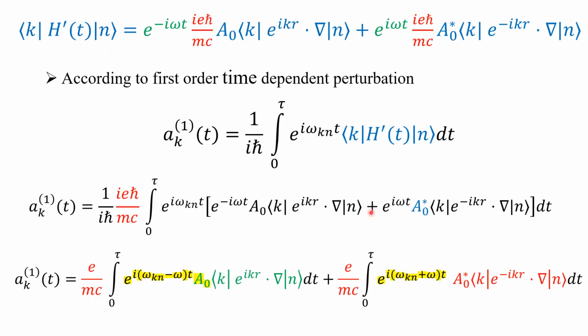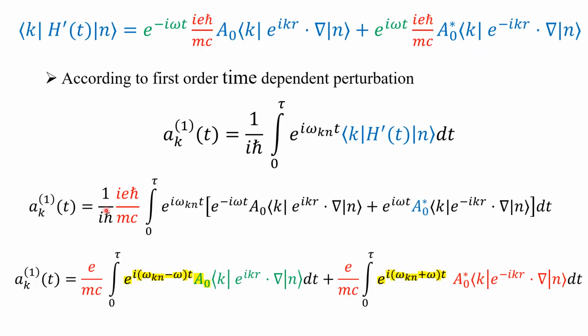Then the next term you will get e power i omega t. Here e power i omega kn, here plus omega. So this will become e power i omega. If you multiply this and this, you will get e power i omega kn plus omega t, and this inner product integrated over time.